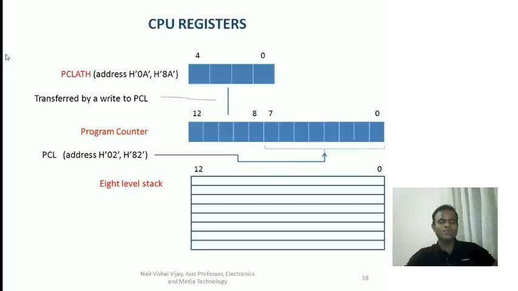As we can see, your PIC microcontroller has an 8 level stack. So whenever a program counter is dumped in an event of a jump instruction or branch instruction, your program counter is dumped into an 8 level stack. So up to 8 interrupts can be serviced at any given time. So these are the CPU registers that are available in your PIC microcontrollers.